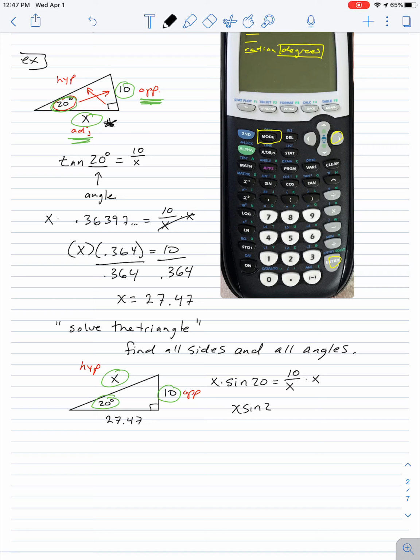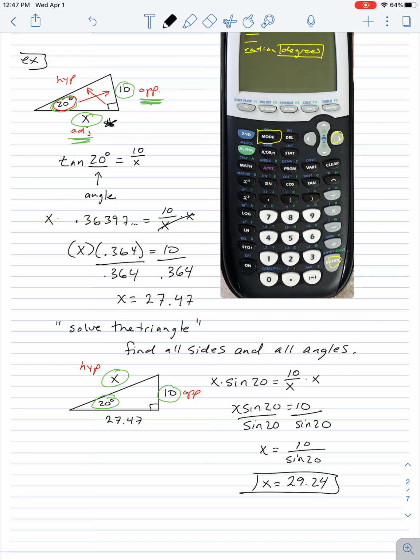You can turn this sine 20 into a decimal if you want, or you can wait till the end. This time I'm going to wait till the end, just to show you what that looks like. So the answer is going to be 10 over sine of 20. And then on my calculator, I'm just going to plug that in. 10 divided by the sine of 20, and I get 29.24. And that's my hypotenuse.